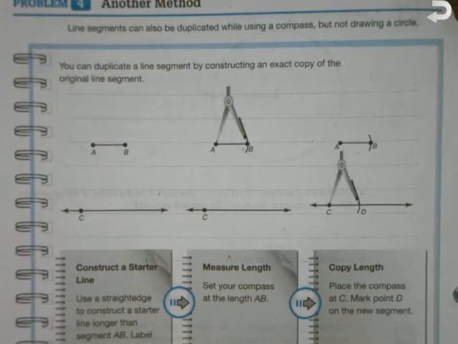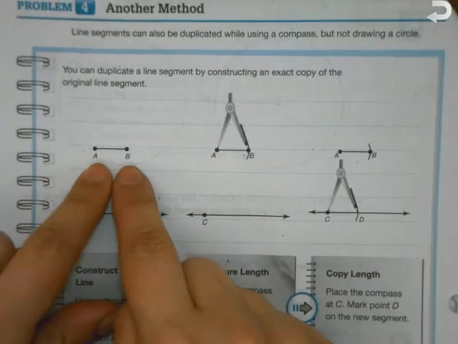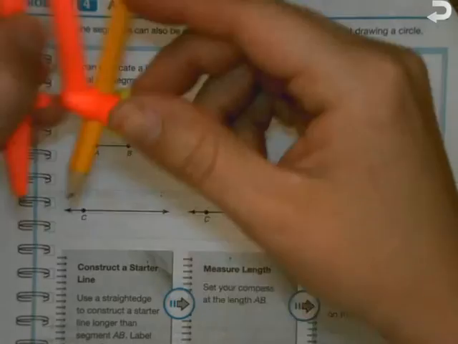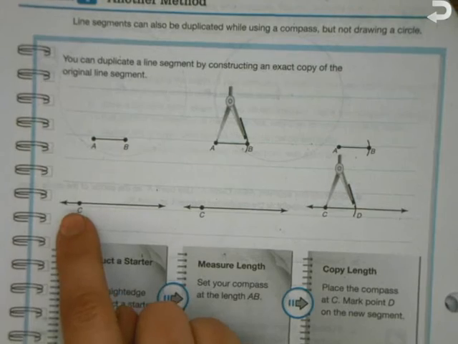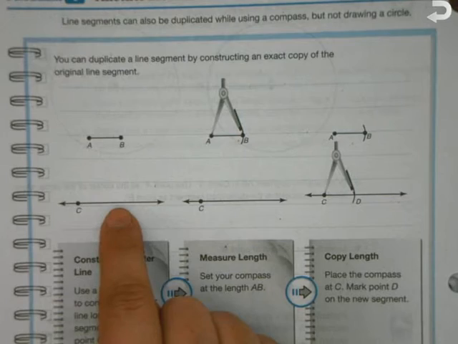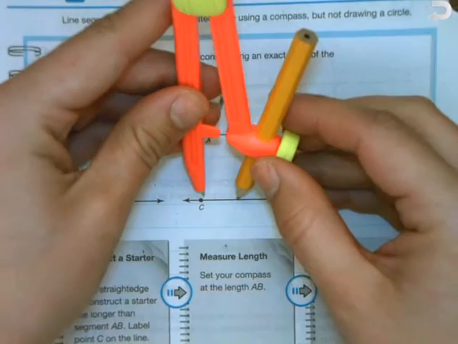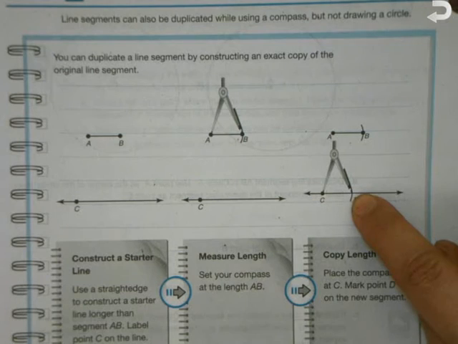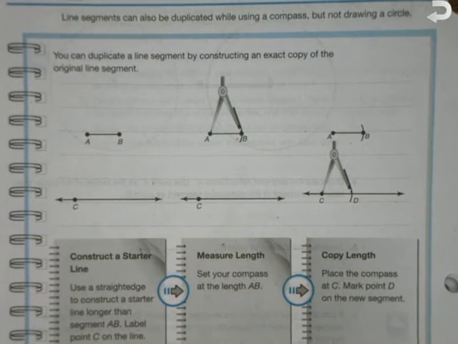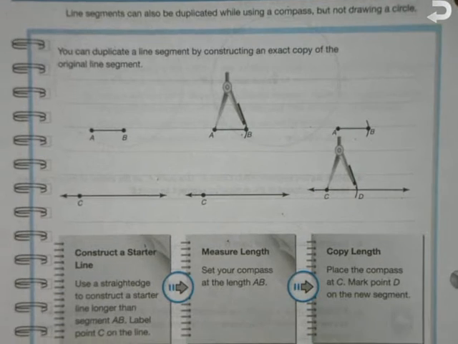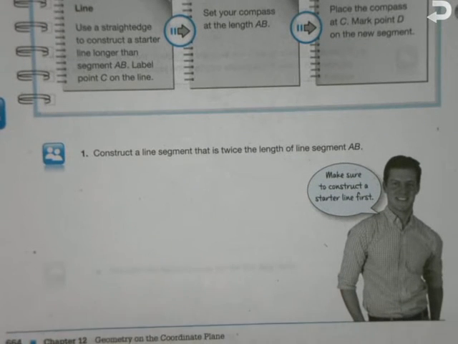We can do this idea without actually drawing the full circle. So if I want to duplicate segment AB, you take your compass and measure it to the length of AB. We draw a line with a point C, and then we put our compass on point C and draw an arc. Since we know that arc is the same length as AB, that point of intersection is also the same length as AB. We've done this, right? Okay, so let's do number 1 that asks us to construct a line segment that is twice the length of segment AB.